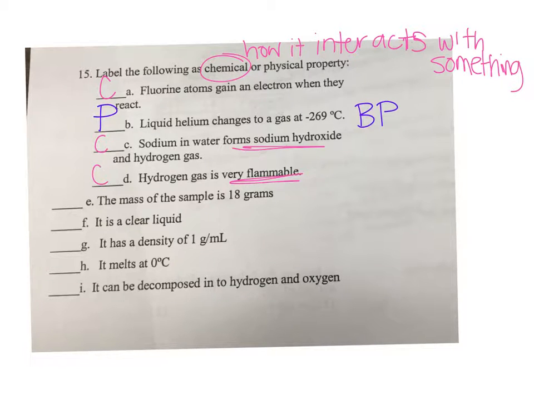Okay. All right. Letter E, the mass of the sample is 18. Clear liquid. Density. Melt. Nope. Physical. This is the melting point. Physical. It can be decomposed. That's chemical. All right, there you go. Cool. Okay. All right. Next is Unit 4 stuff? No. Not yet. Oh, one more question.